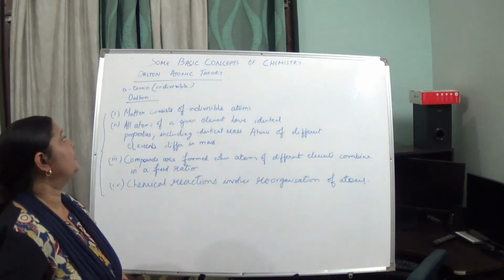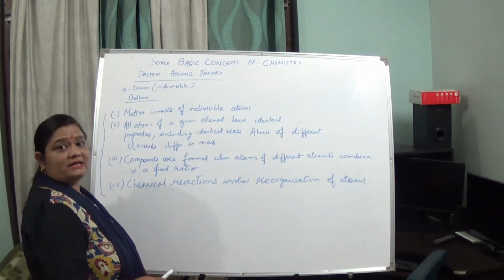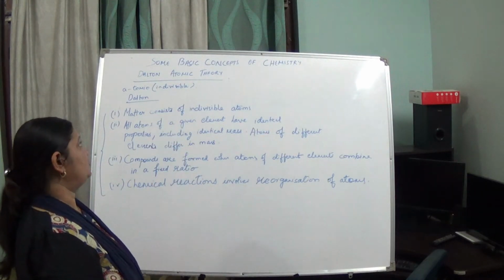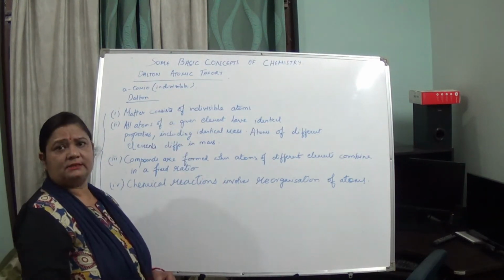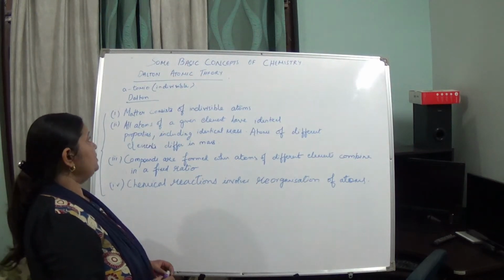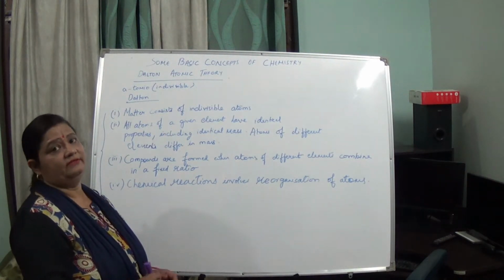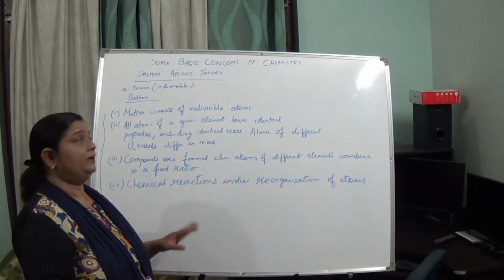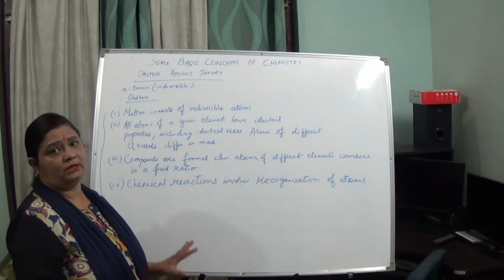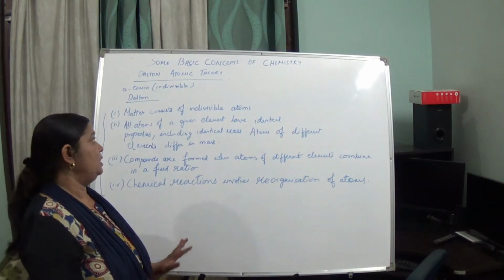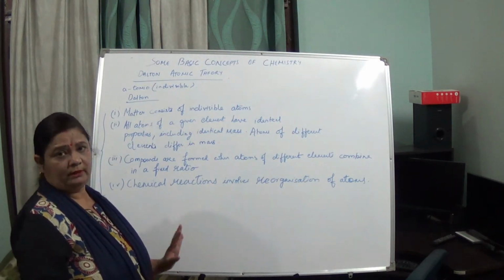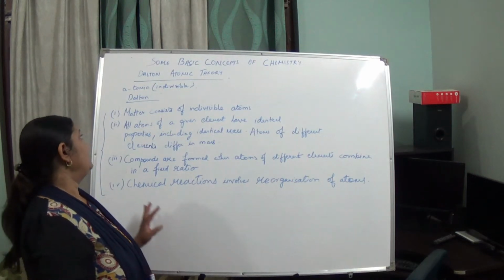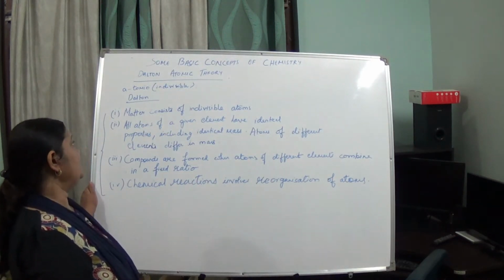Hello students, today we are going to study Dalton atomic theory from the chapter Some Basic Concepts of Chemistry. During Dalton's time, it was said that the atom was what? Indivisible. It can't be divided. Right now you know it consists of electrons, protons and neutrons. But at that time they did not know that. Accordingly, he gave his theory, or the postulates of Dalton.